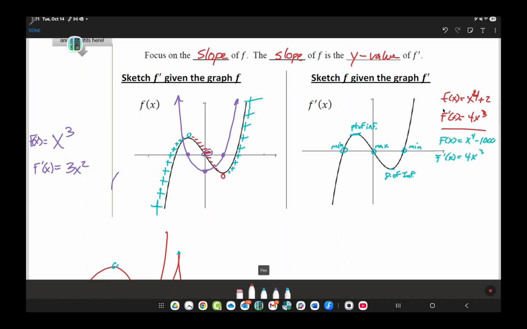Now, again, I'm going to start here. I know I have a local min. I'm just going to pick a value down here. I know I'm going to have a local max, so I'll pick a value up here. Another local min, a little lower this time, and a little higher. Right here, I'm going to have a point of inflection. Somewhere around here, it changes from concave up to concave down. Same right here, I have a point of inflection where it changes from concave down to concave up. So there we go.